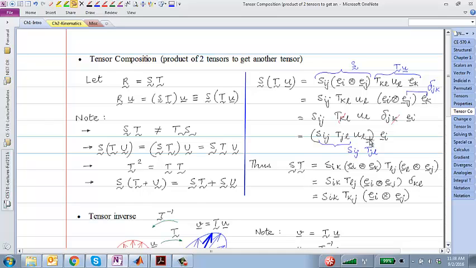Are three repeated or two repeated? Which ones? Those are J and L. J and L are the repeated indices. J repeats here, L repeats here. I is the free index.